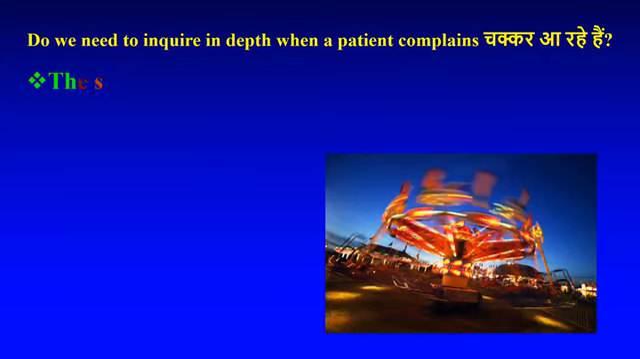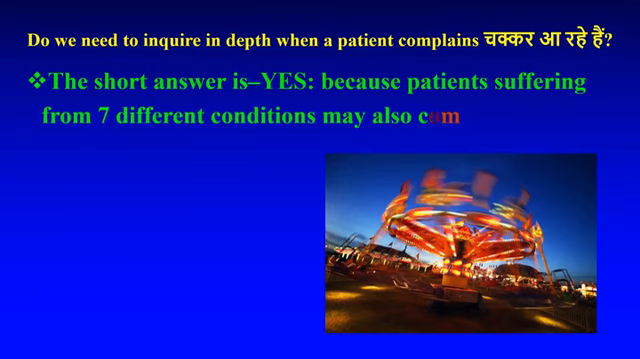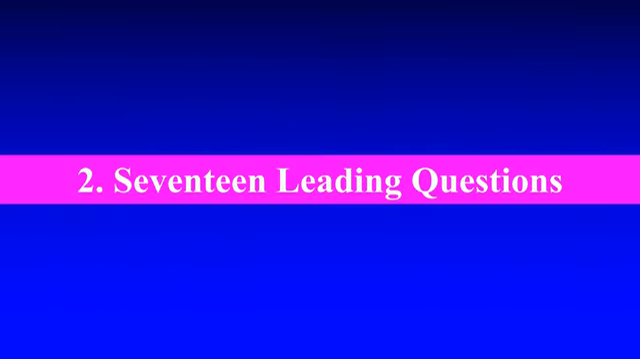If a patient comes to the emergency and says that I am dizzy, chakkar aa rahe hain, do we need to inquire in depth when he complains so? Yes. The short answer is that seven different medical conditions may make patients complain that chakkar aa rahe hain. These are orthostatic hypotension, diplopia, ataxia, acute confusional state, epileptic fit, lightheadedness, and syncope. So make sure at the first go that it is a vestibular disorder.